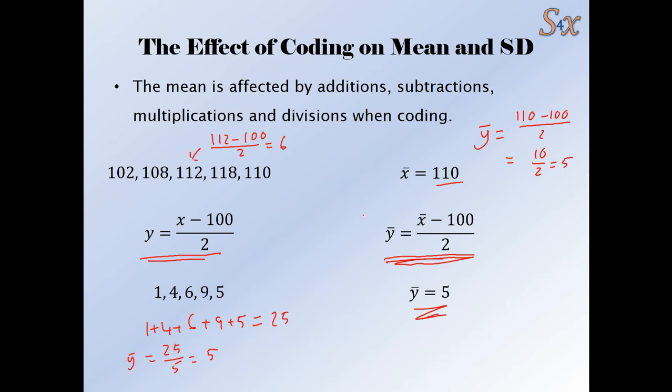So the mean is affected by anything we code it by. If we multiply or subtract, as we did in this case, or divide, as we did in this case, or if we add, the mean is affected by all of those. So we just apply the formula to see what's happened to the mean.